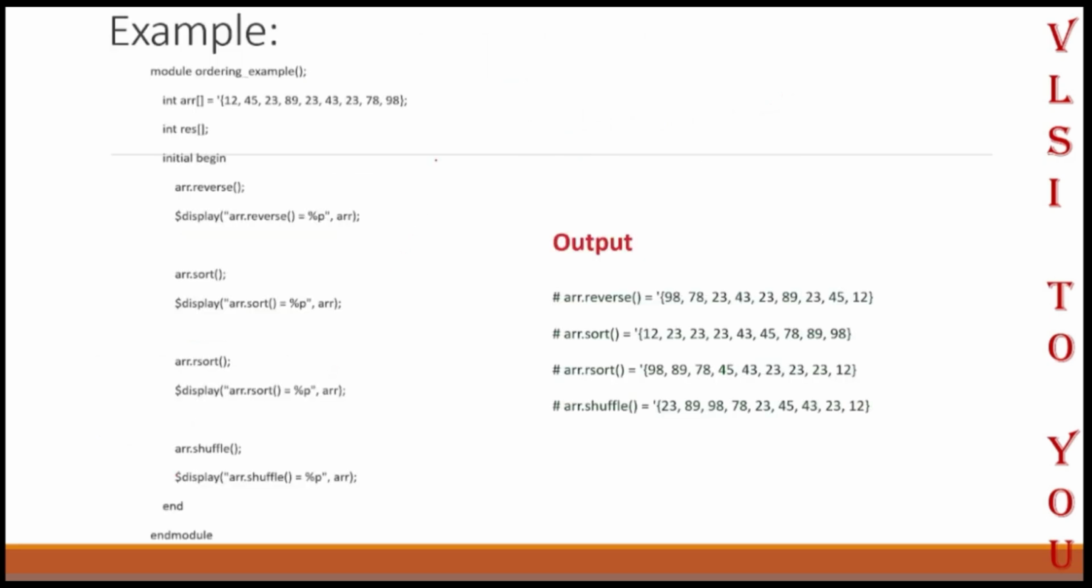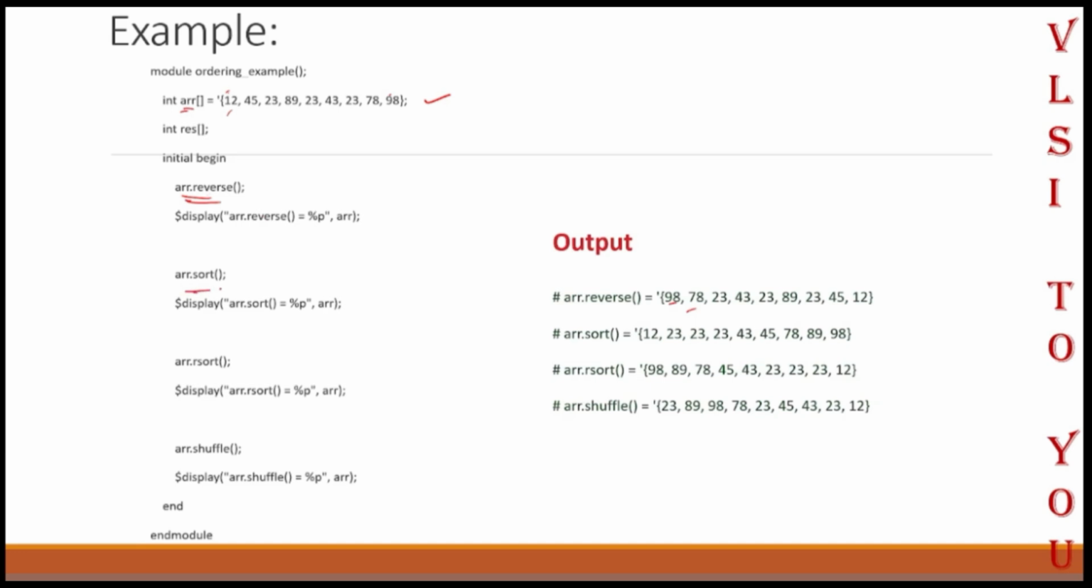This is the example for that. I have taken certain elements in this array randomly, and now I want to perform a reverse operation on it. If you perform the reverse operation, then the last element becomes the first element and the first element becomes the last element, just like a mirror image. Similarly, when you want to perform it, you give array dot reverse. This is the syntax for reversing the array.